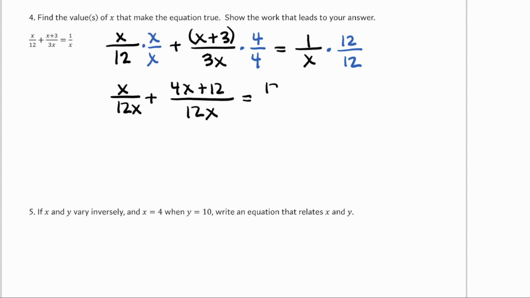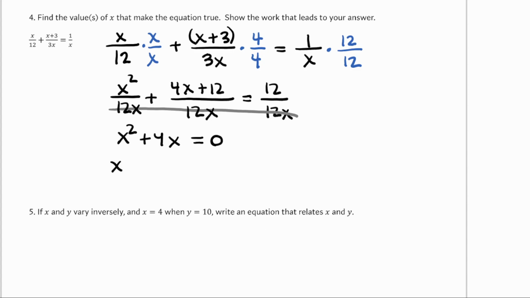And that's going to equal 12, oh wait, no, it was an x squared over 12x. Now that I've got a common denominator to all of these things, really what I'm doing is multiplying both sides by 12x, and that's going to clear out those denominators. And so then I get x squared plus 4x plus 12 equals 12, so that means that x squared plus 4x is equaling 0, right? If I subtracted 12 from both sides of the equation that was left.